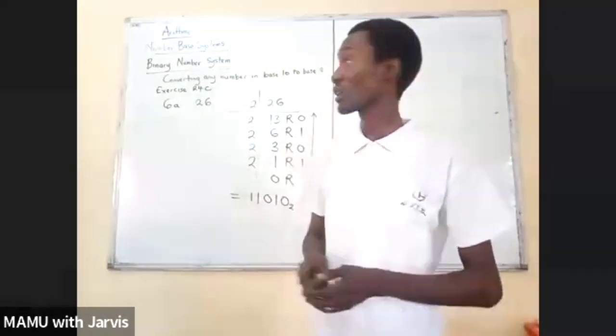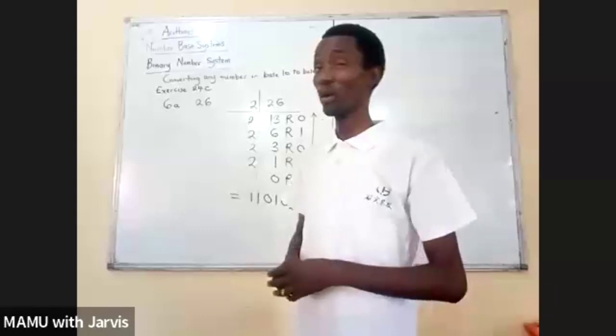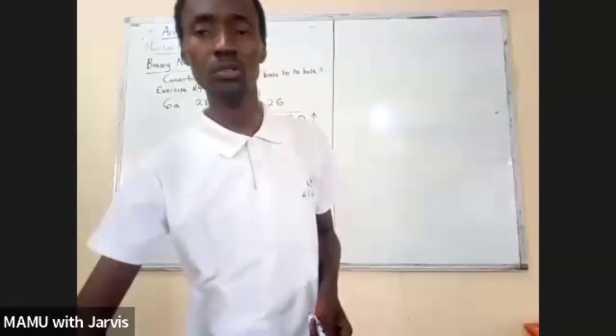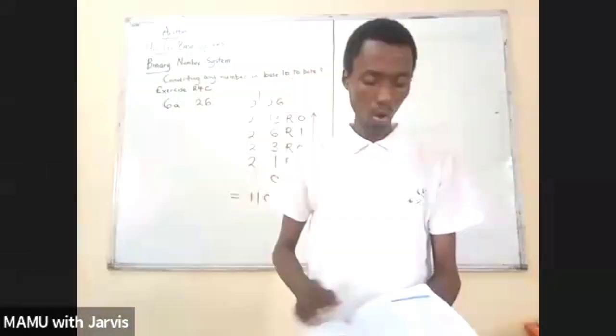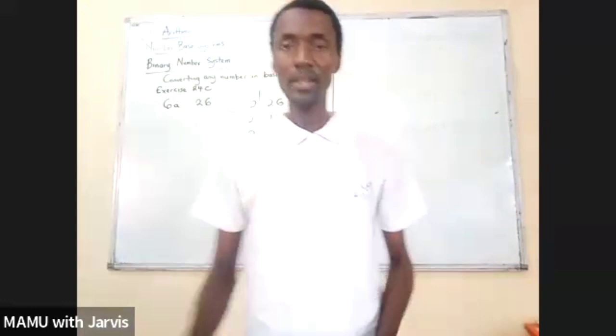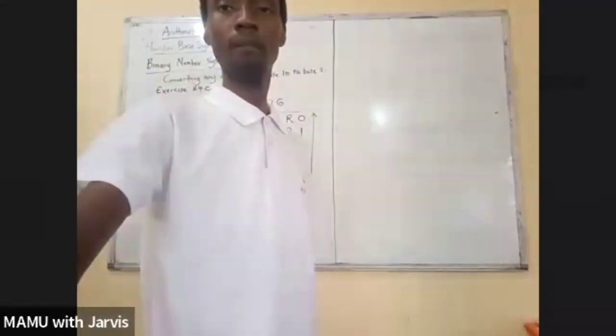So I would expect you to go back to exercise 24C on page 196, question 6, and try your hands on 6B to 6H. All right, so we're done with that, and then we'll proceed.